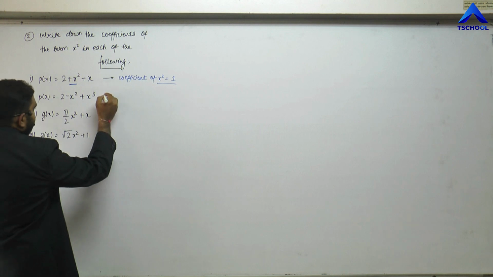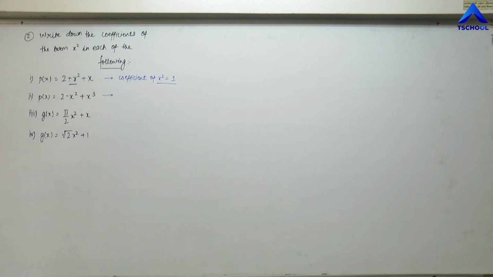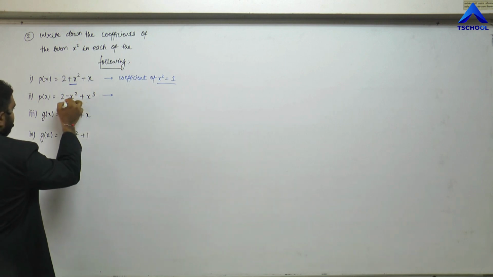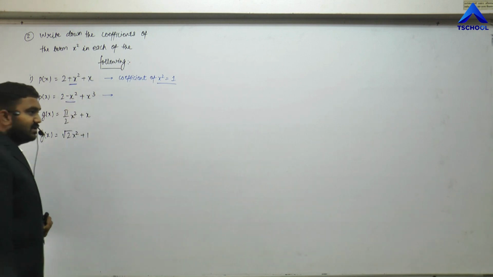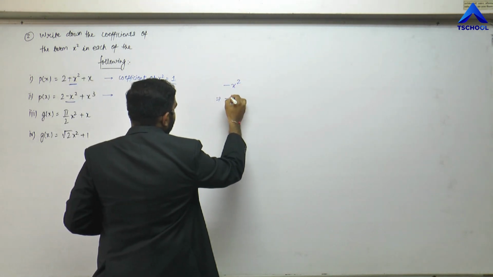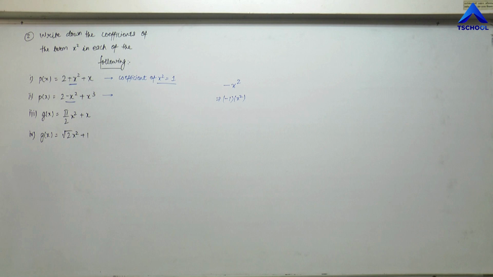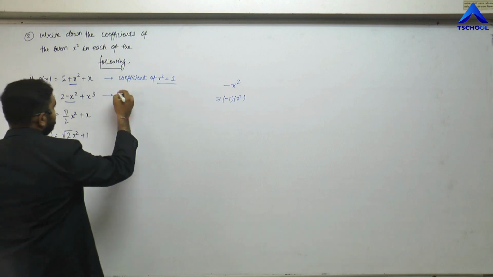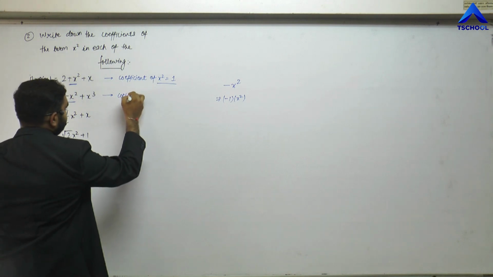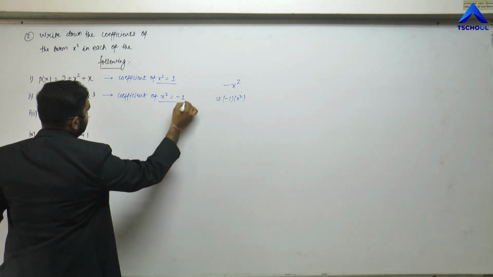Similarly for the second one, if I want to find the coefficient here, the term x square has a minus sign. That means if I write minus x square, this simply means minus 1 into x square. See, minus 1 into x square is again minus x square. So the coefficient of x square is minus 1 here.